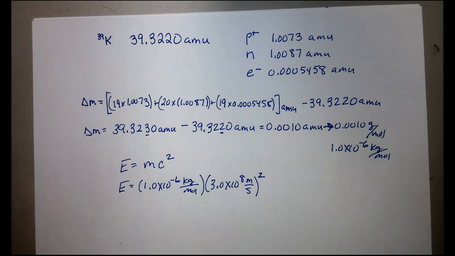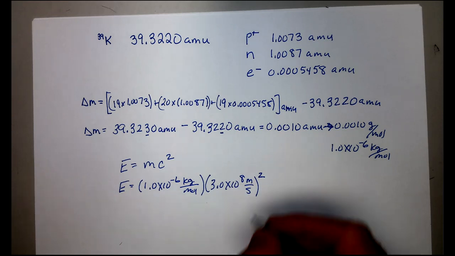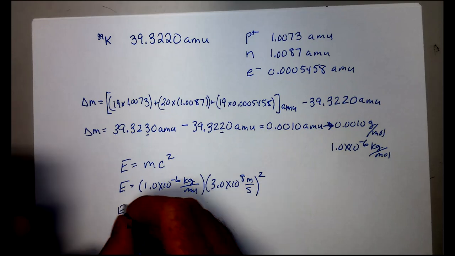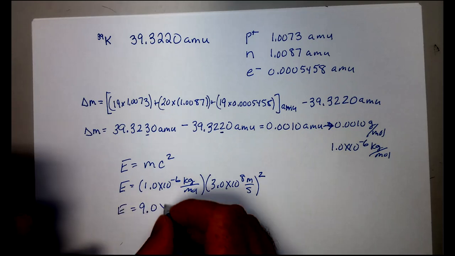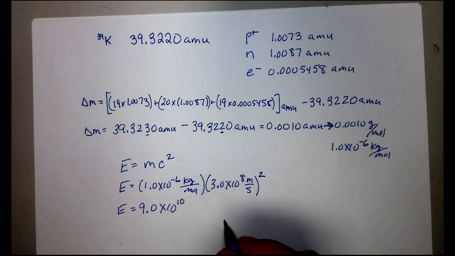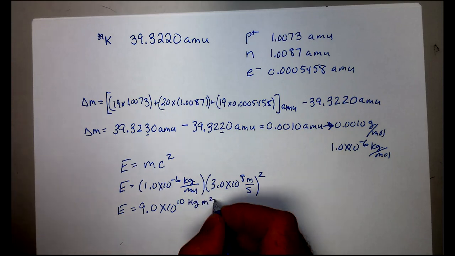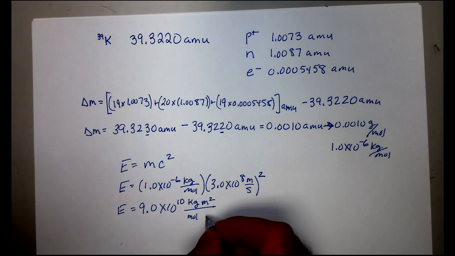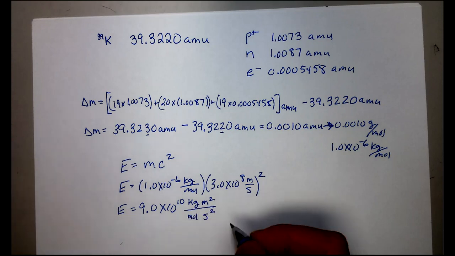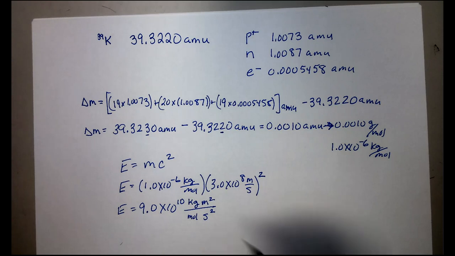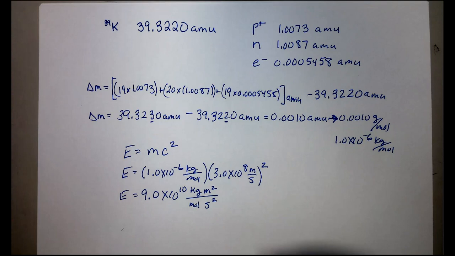So we're going to punch that in our calculator. And we'll get our E is equal to 9.0 times 10 to the 10th. Now let's look at what our units are. We got kilograms, meters squared, moles, seconds squared. I don't really want to leave it there. I want something like kilojoules or some sort of energy unit. So let's work out the units.